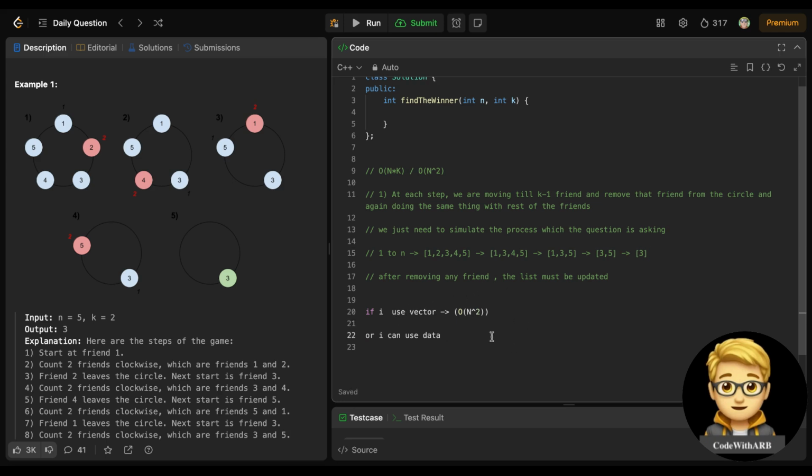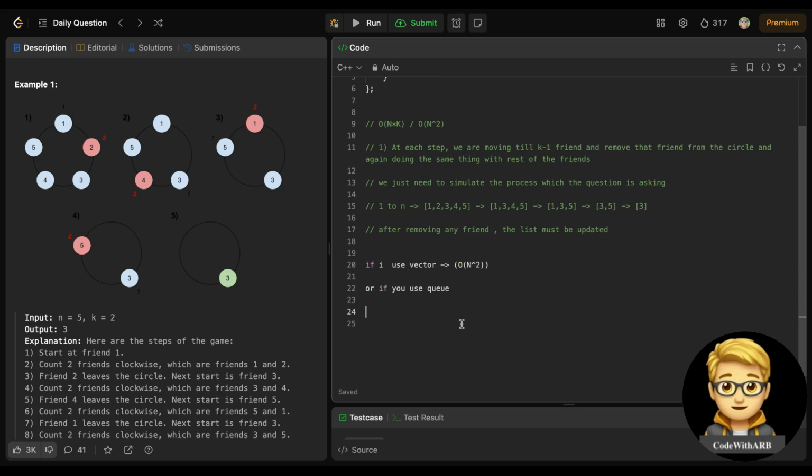But can I use another approach, so that I do not need to simulate the same thing again and again? If you use a queue data structure, what will happen? See, one thing is clear, that in the vector I need to update the whole list to do the operations on it, right?